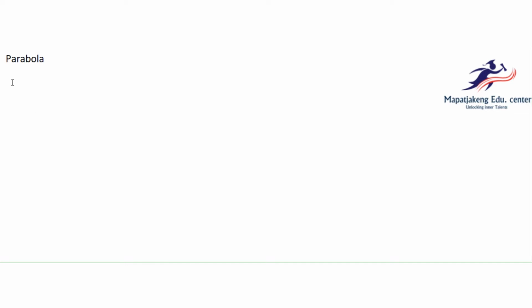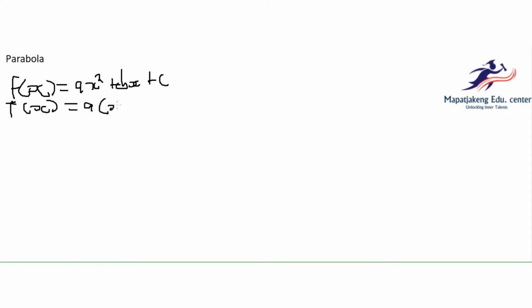Yes, a function of a parabola can be f, okay? A parabola can be f of x is equal to ax squared plus bx plus c, or it can be in the form f of x is equal to a times (x minus p) all squared plus q.